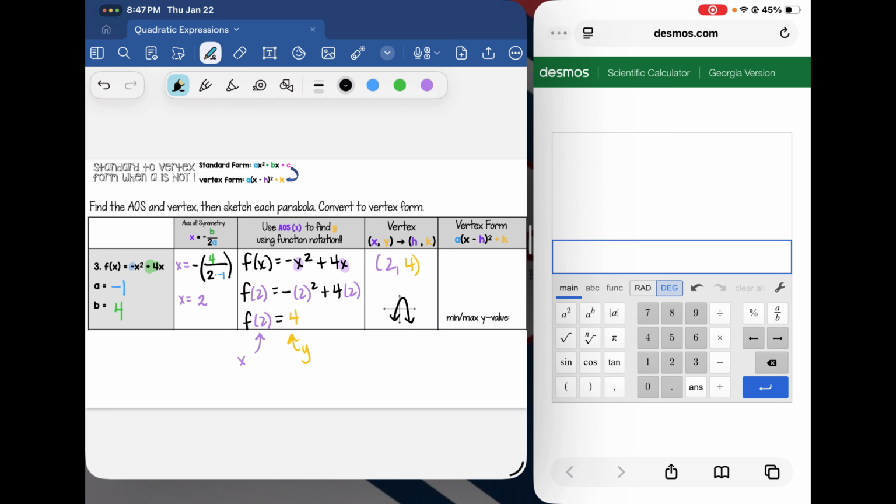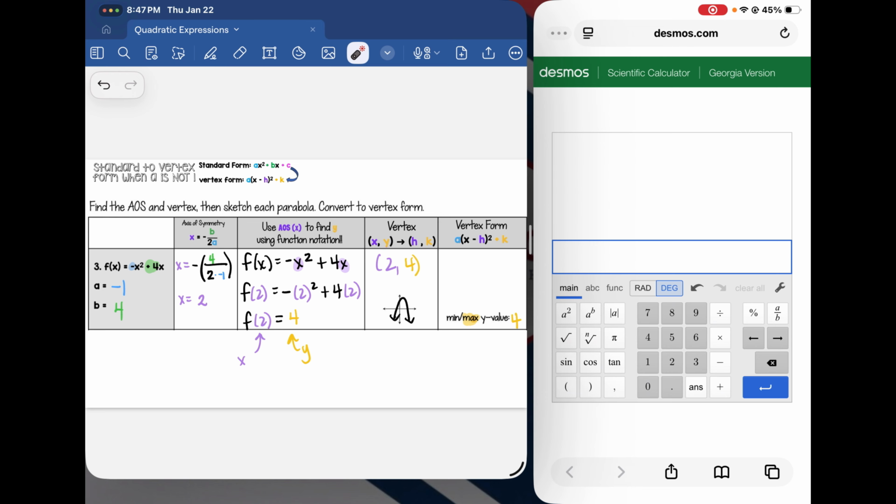So, is this a maximum or a minimum? It's going to be a maximum because the vertex is going to be high up. What is the maximum value? How high is it? At y is equal to 4. All right, but we got to write it in vertex form. So all I need is a, h, and k, and boom, I got my vertex form.